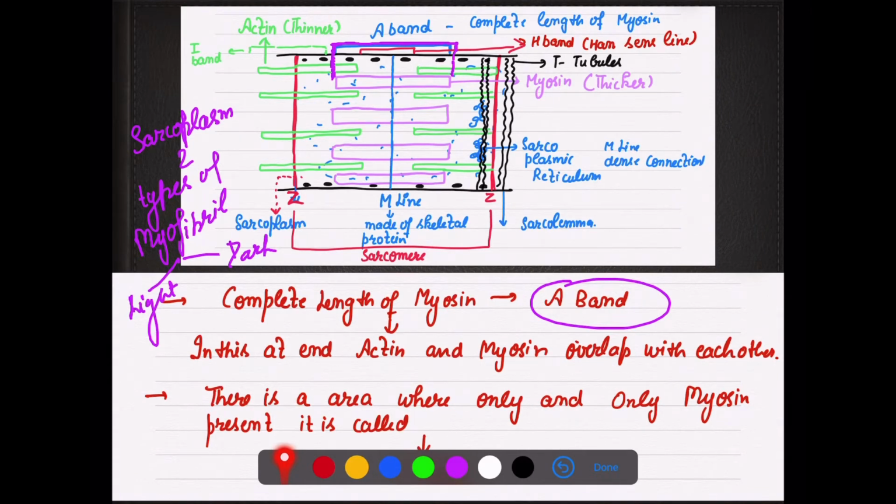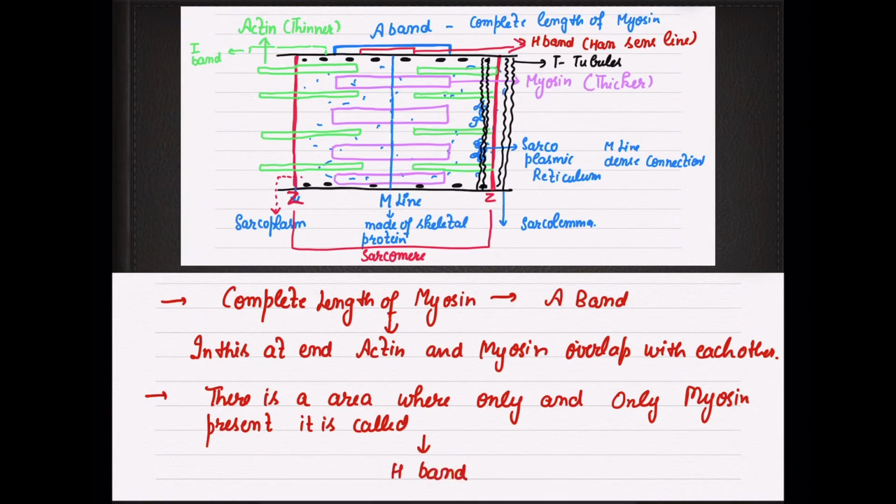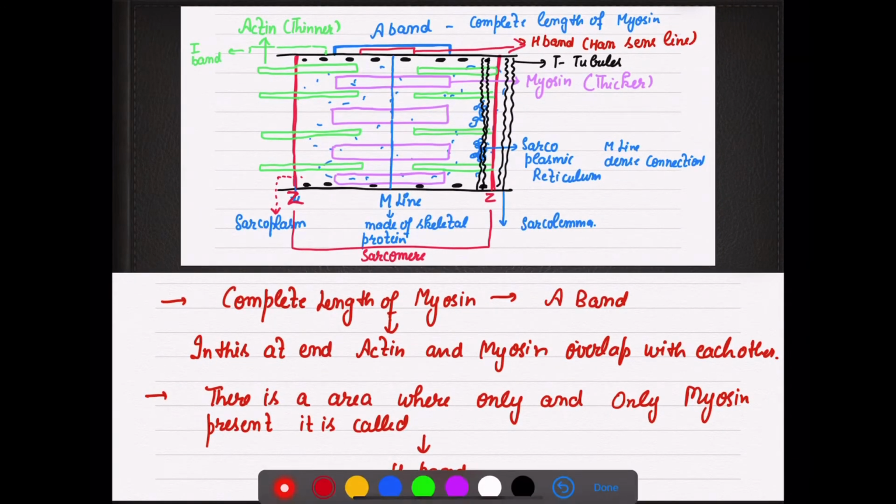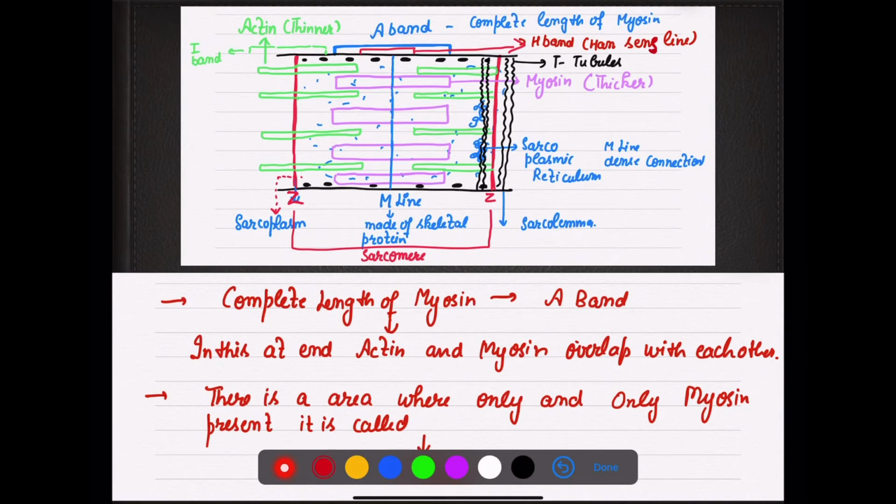There is one area in the center where there is no overlapping between actin and myosin, and this area is known as H band, or इसको बोलते हैं Hensen's line. Basically, this is the name of the scientist. It is known as Hensen's line, H band.